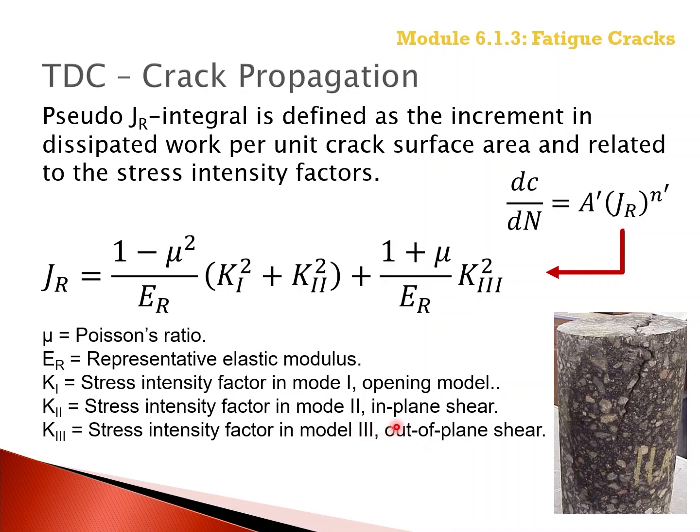So all three types of stress intensity factors are used to determine how the crack that initiates at the surface propagates through the asphalt layer itself. And it is not restricted to the upper 1.5 inches of the asphalt.